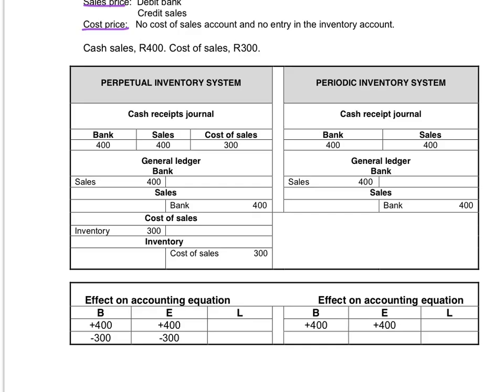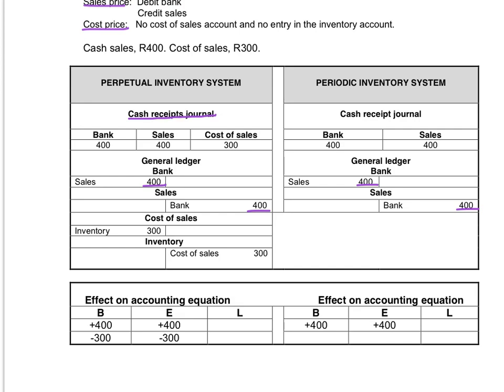Cash sales are 400 and the cost price 300. In the perpetual inventory system, in the cash receipts journal, the bank account will be debited with 400 Rand. The sales account will be credited with 400 Rand to increase the income. In the periodic system, you will also debit the bank and credit sales, so that entry is exactly the same.